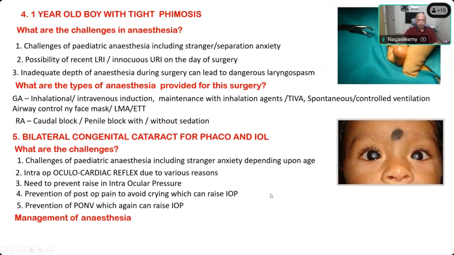How do you manage the anesthesia for this case? Supposing it is a 1.5-year-old baby, what I have shown here. It is posted for bilateral phacoemulsification and IOL placement. How will you anesthetize the child? GA with block for post-op. What block? Caudal block. No, sir. Be specific about your block.